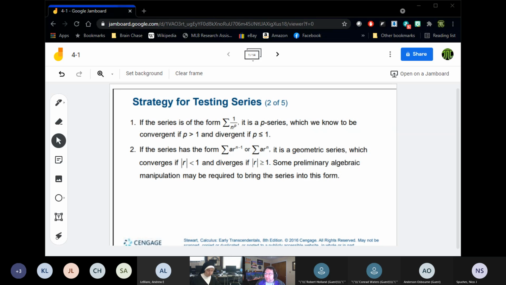We might have to manipulate some things around for each of these to get them to actually go up into that setup, but those are the two basic ones. Those two are also the main uses of doing the comparison tests as well. So we try to get it to a P series or a geometric series to compare it to, because those are easy to look at and go, yes, this is going to diverge, or yes, this is going to converge from it.